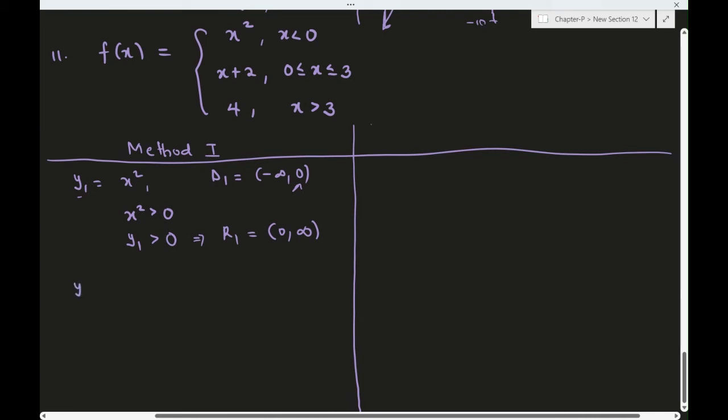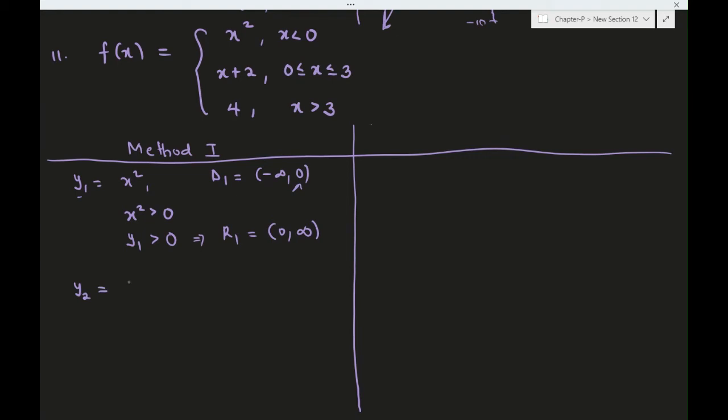So the second piece, take y2 to be x plus 2. But now the domain is restricted: [0, 3]. This is a restricted domain. Okay. Now, how do we find the range of this type of function?